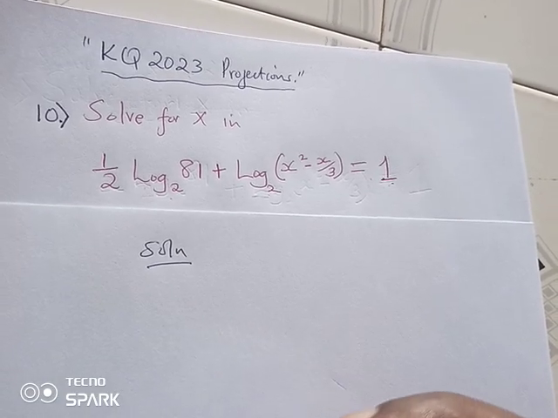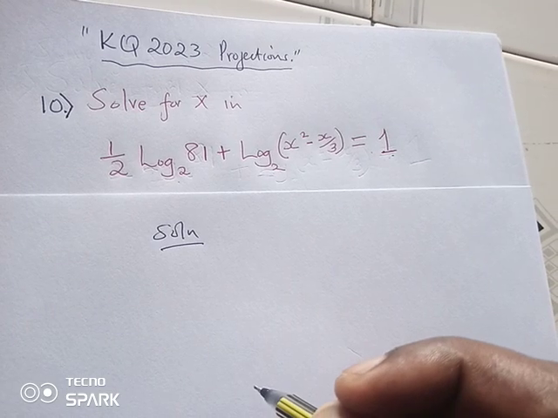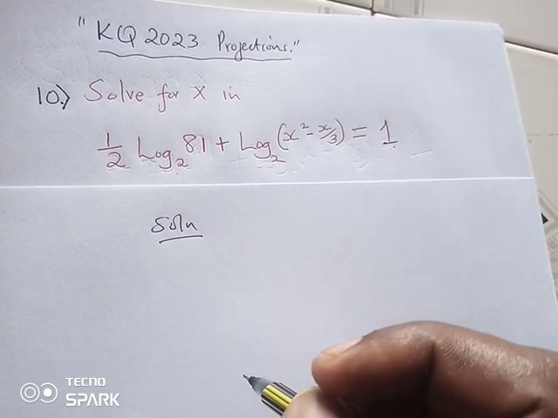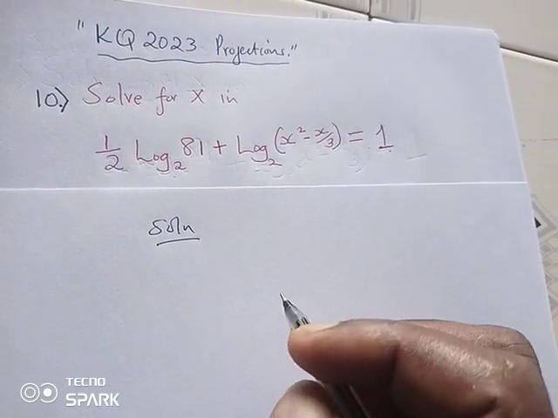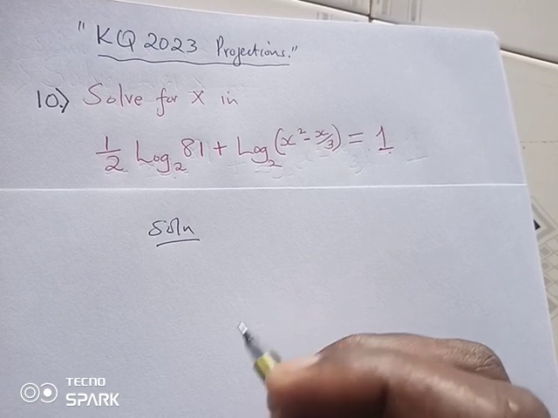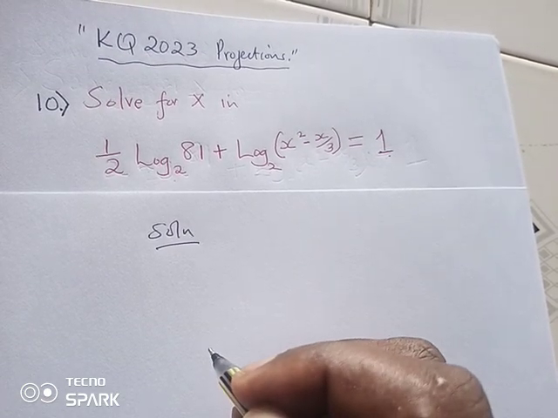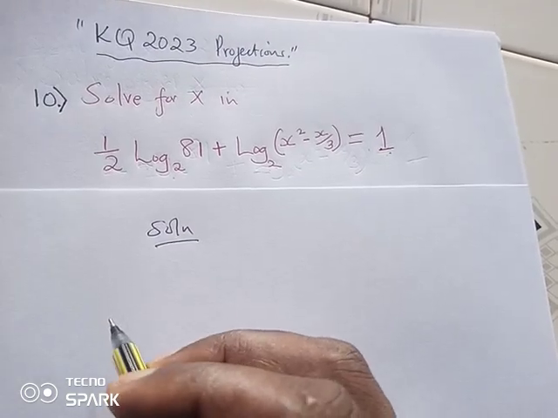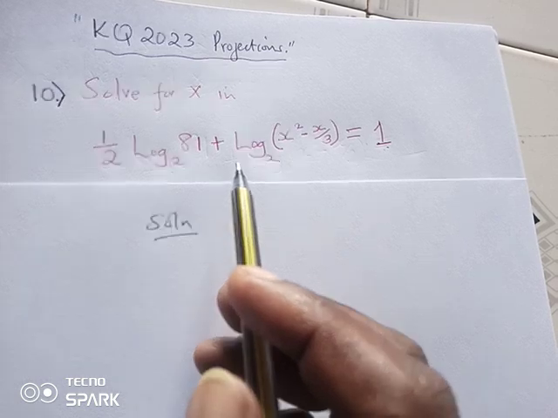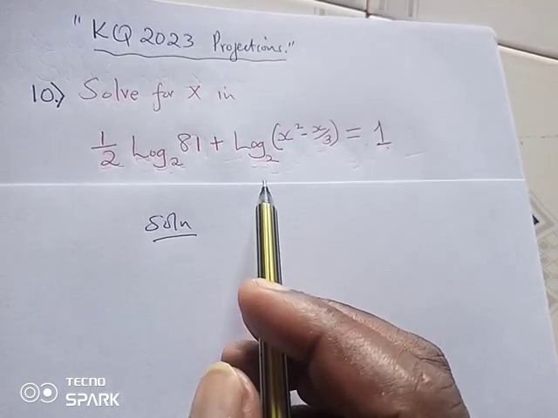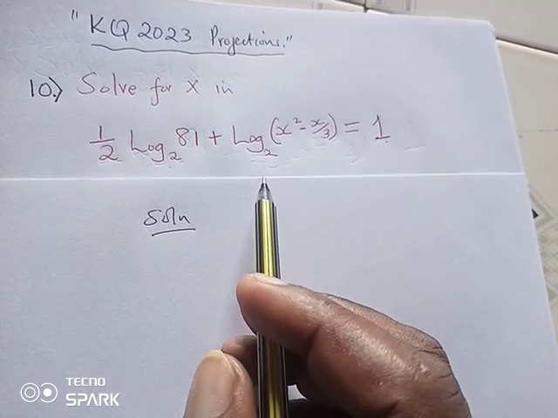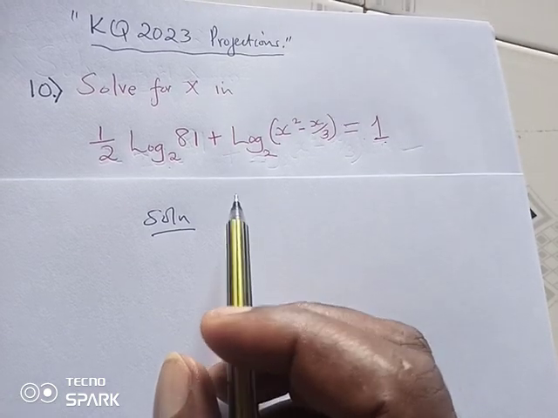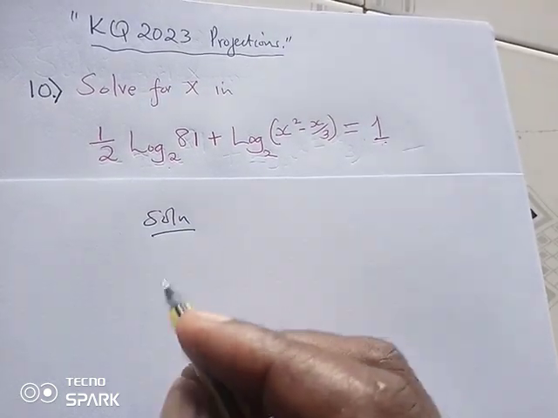Hello guys, here we are again at number 10 with our 2023 KCSE projections. Paper 2 is still on at number 10, that reads: solve for x in half log 81 base 2 plus log base 2 of x squared minus a third x, which is equivalent to 1.